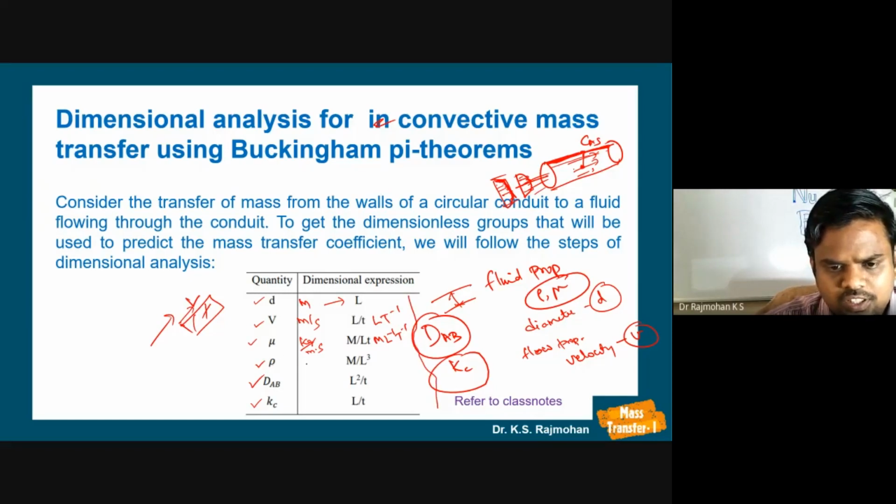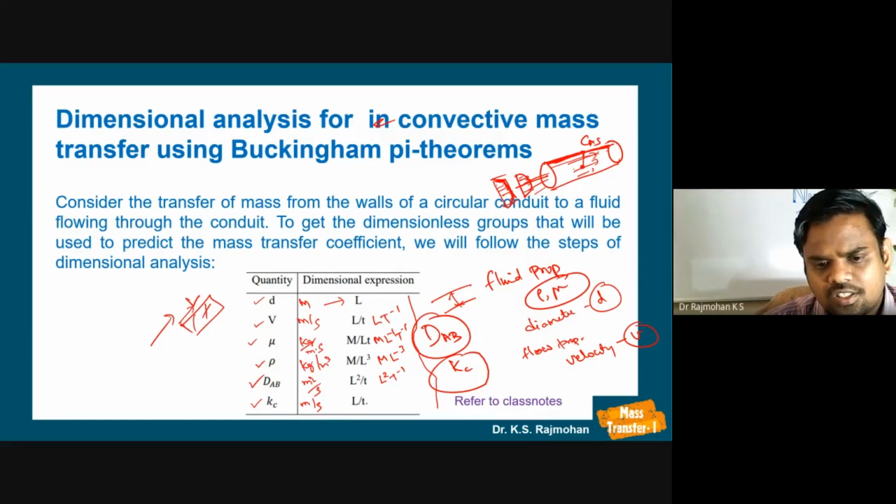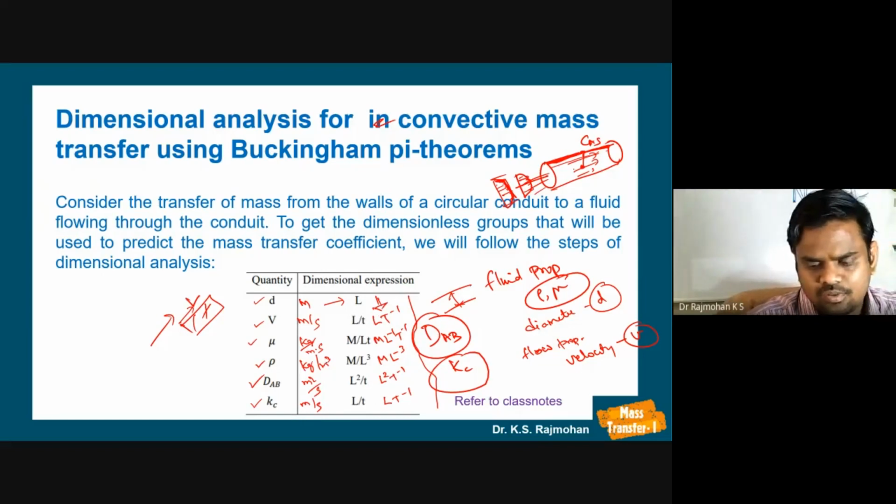And rho is density, kg per meter cube, so we have M L power minus 3. Diffusivity is meter square per second, so we have L square T power minus 1. Kc is the mass transfer coefficient, which we have seen is meter per second, so that is L T power minus 1. These dimensions are important to derive the dimensionless numbers using Buckingham pi theorem.